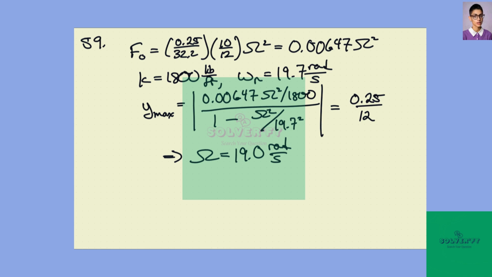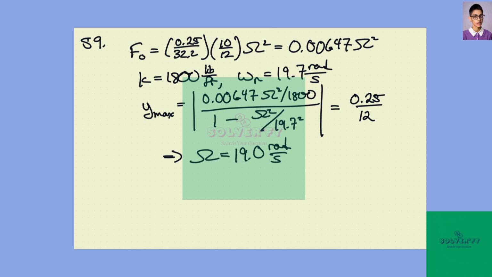So we have our unbalanced mass is 1/4 pound divided by gravity. Its eccentricity, or its offset from the center axis of rotation, is 10 inches or 5/6 of a foot. And we don't know what the excitation frequency is because we don't know how fast it would be spinning to cause an amplitude that is 1/4 of an inch.